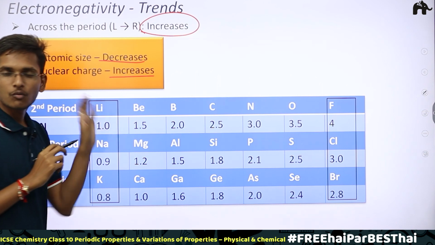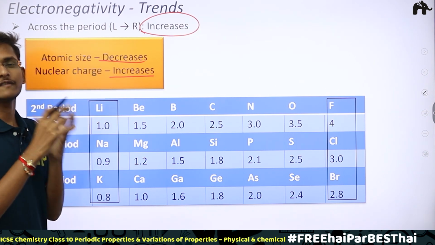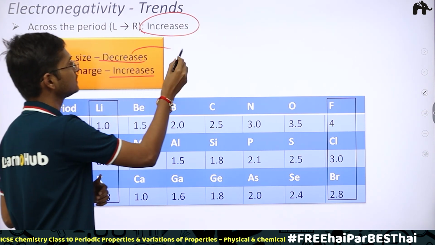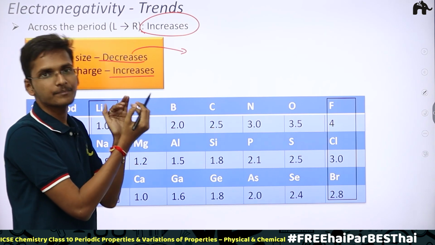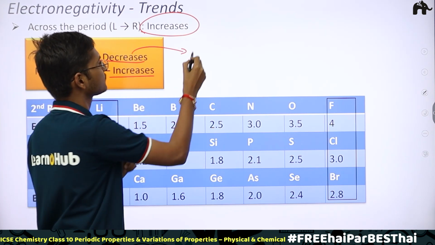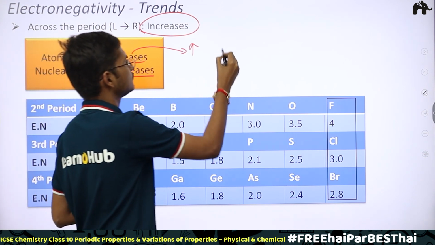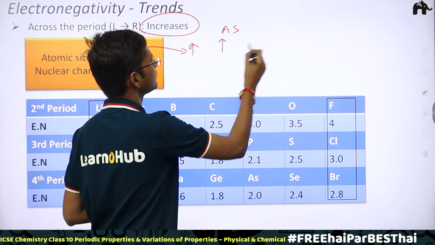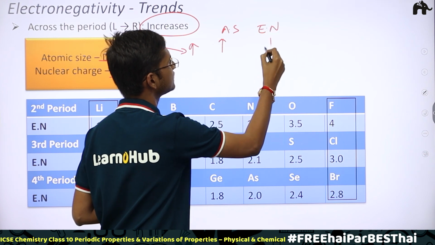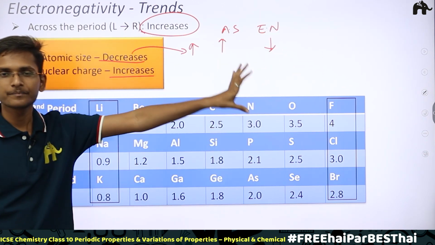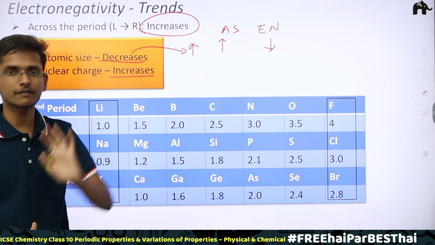But now both of them, what effect are they showing? Due to the decrease in the atomic size, the electronegativity increases. We already have learned this. We have learned the vice versa case: with the increase in the atomic size, electronegativity is decreasing. We have learned this part when we were learning the factors on which electronegativity depends.